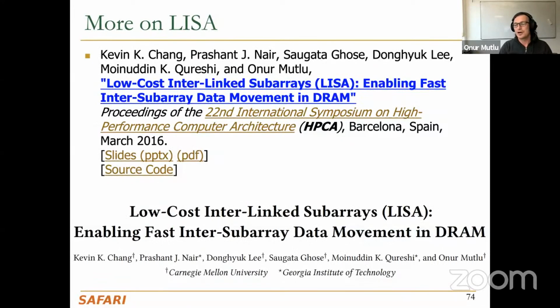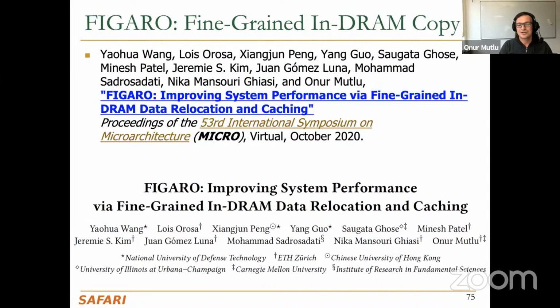Okay, if you want to learn more about LISA, you can certainly read the paper and you can watch some of our computer architecture lectures if you're interested. So as I said, other problems have been solved by other papers. FIGARO, for example, does finer-grained in-DRAM data relocation and caching, which is actually a cool idea also. It basically uses the peripheral circuitry, global I/O inside the DRAM bank to do the copying in a fine-grained manner, but I'm not going to talk about that.